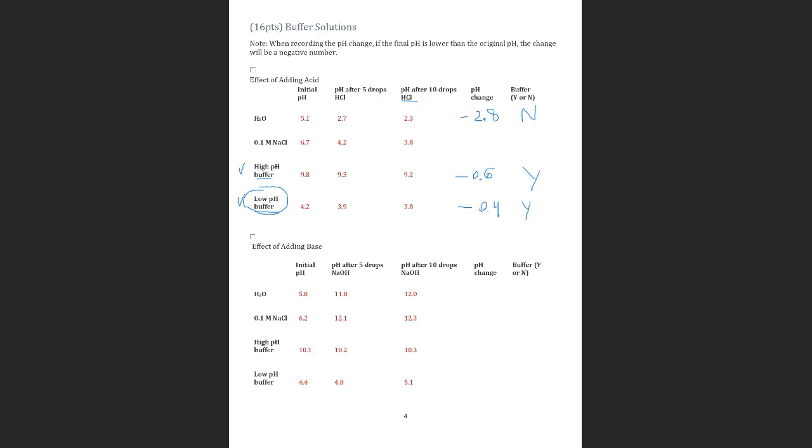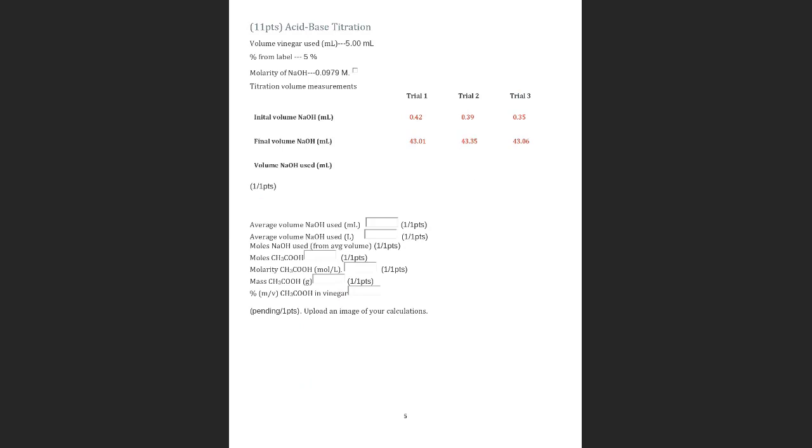Then when we look at the next part, same thing. You do the same thing and you will say if it's a buffer or if it's not a buffer. And then what else you have to do? The acid-base titration. So how are you going to calculate the volume here? How do we calculate that?